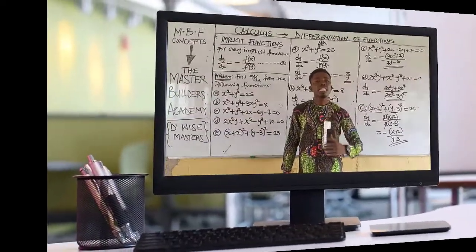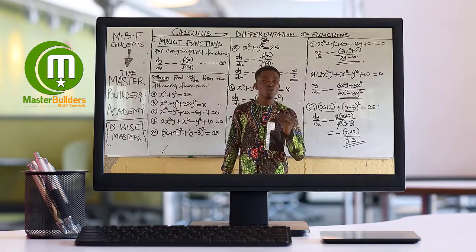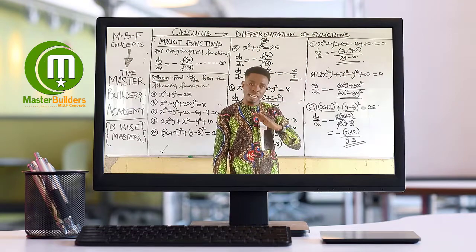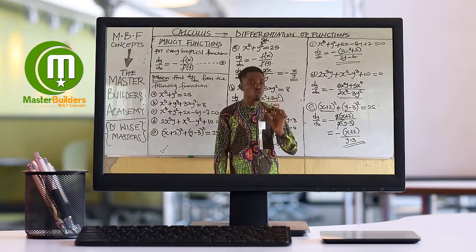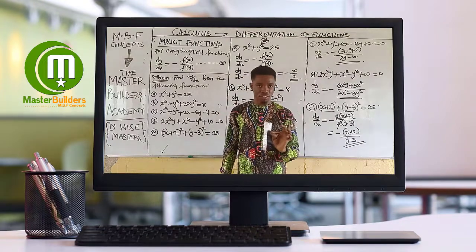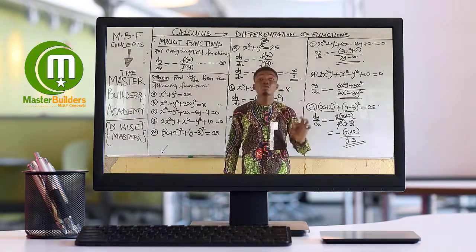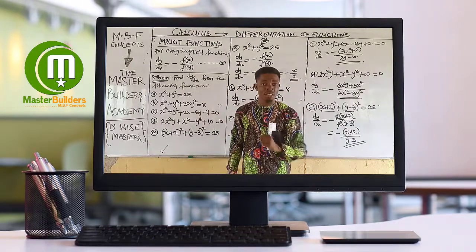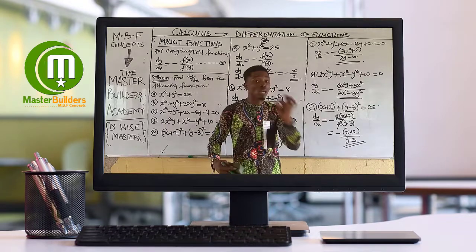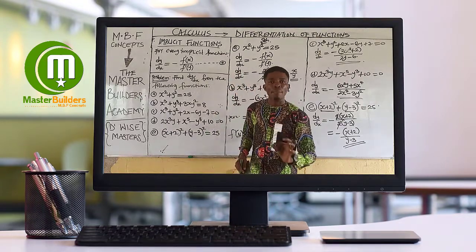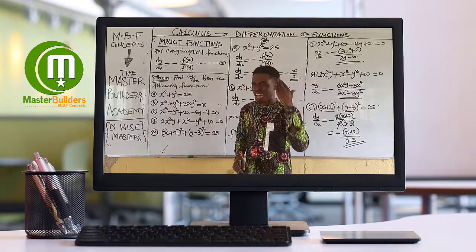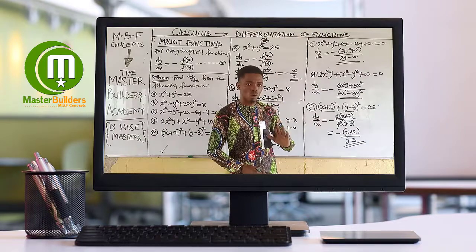See guys, it is very easy for you to become a master, for you to become outstanding in any course. All you simply need to do is to seek to understand the principles that work. So when you understand the principles that work, you become a master. You gain mastery. So guys, the aim of this lesson is to help you become mentally sound when it comes to calculus.